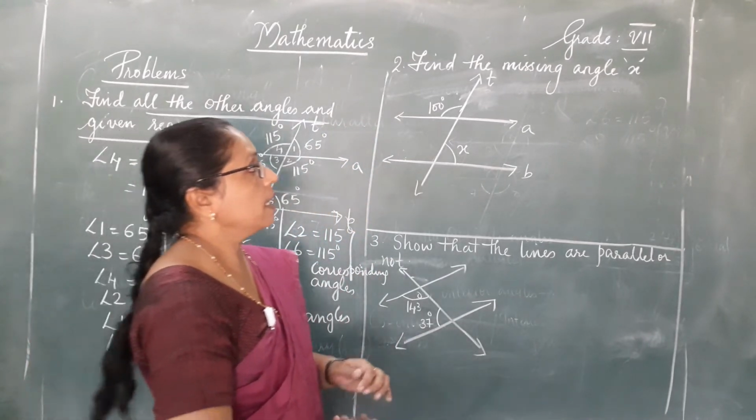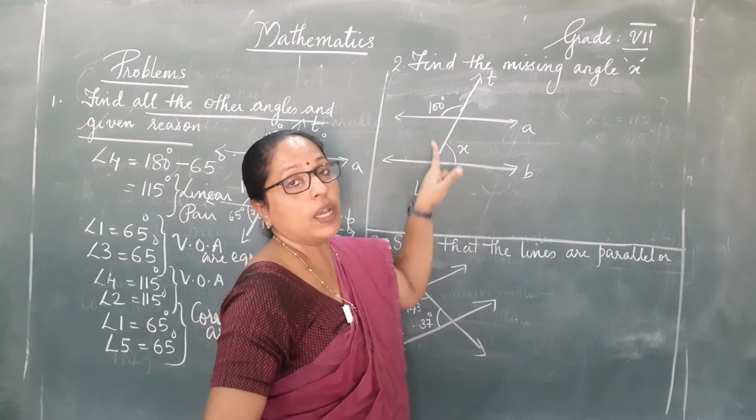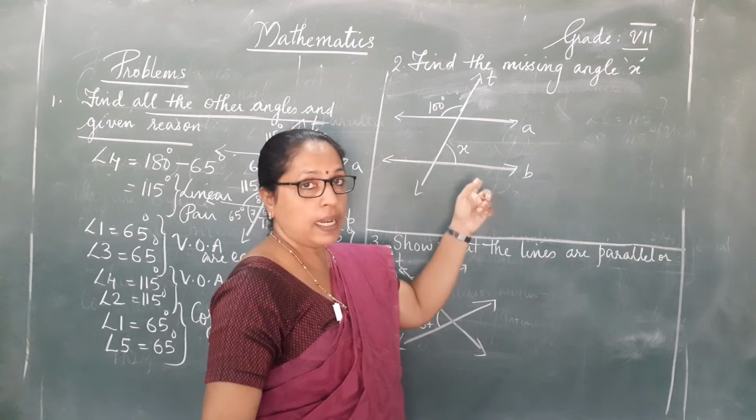For solving the second question, find the missing angle. You can see one angle is given. You have to find the missing angle here. So what you have to do is, their lines are parallel.